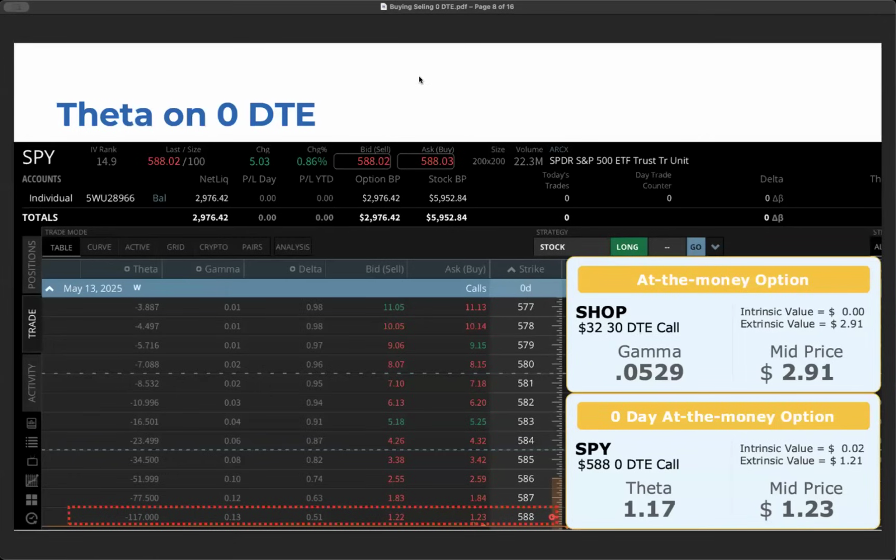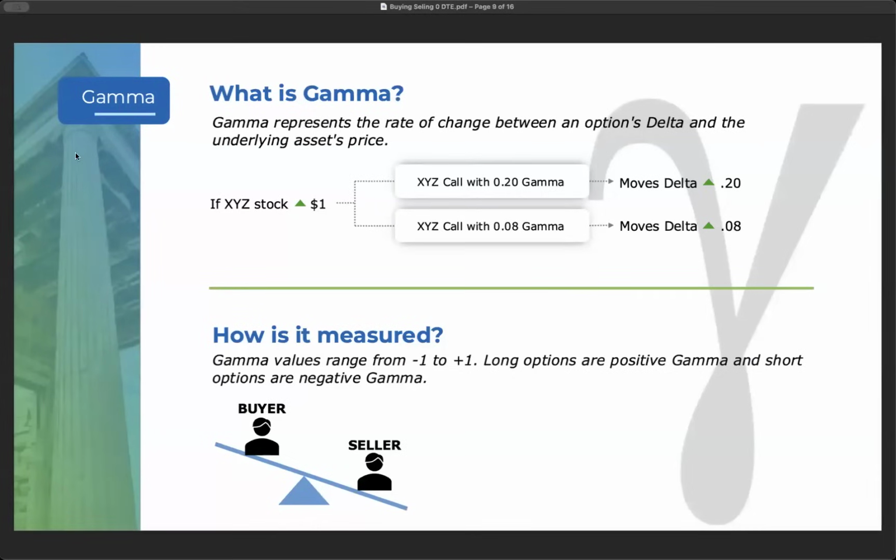So in order to better understand the real world, we have to understand the second Greek, which is gamma. Gamma represents the rate of change between an option's delta and the underlying asset price. I'm assuming that most people here have a basic understanding of delta. Delta is basically the sensitivity of your option price to changes in the stock's price. So if the stock goes up by $1, how much does your option go up by? If the stock goes down by $1, how much does your option contract go down by?